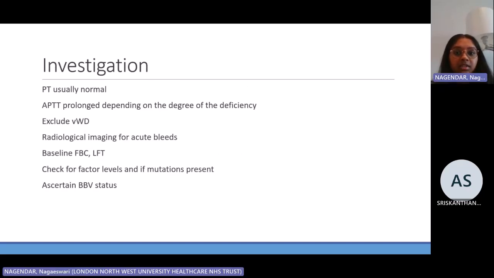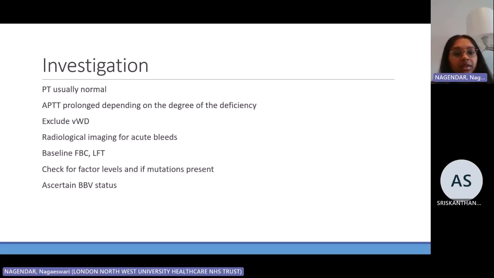So in these patients, the way we investigate them is usually through blood tests. So usually their prothrombin time will be normal, whereas their APTT can be prolonged. But again, it depends on the degree of the deficiency. So less severe forms of haemophilia will not prolong the APTT. It's also very important to exclude von Willebrand disease, which we'll talk about next.